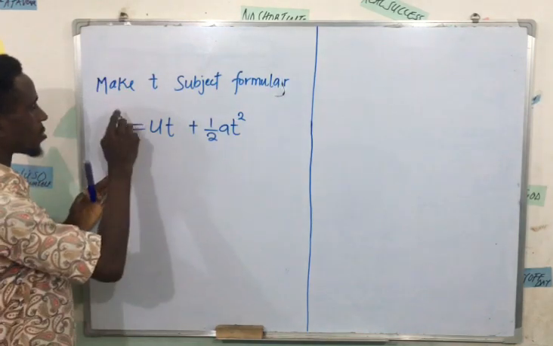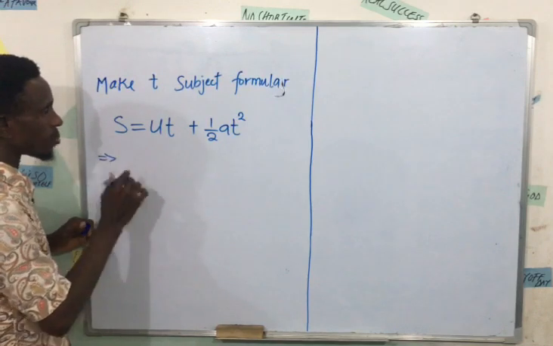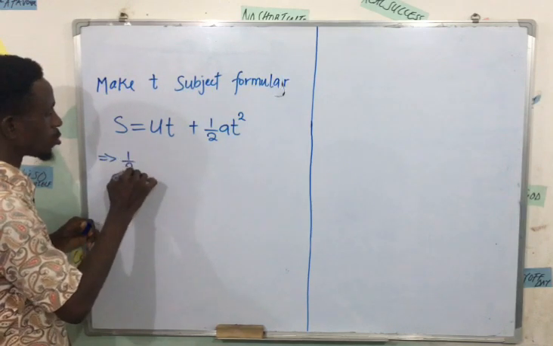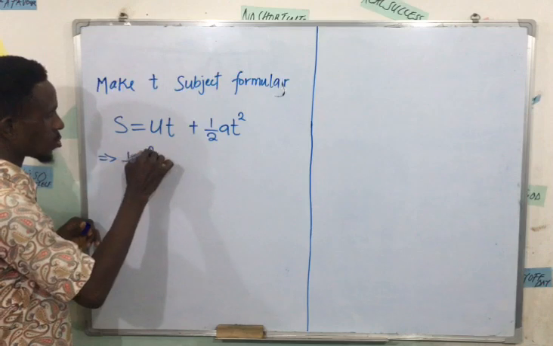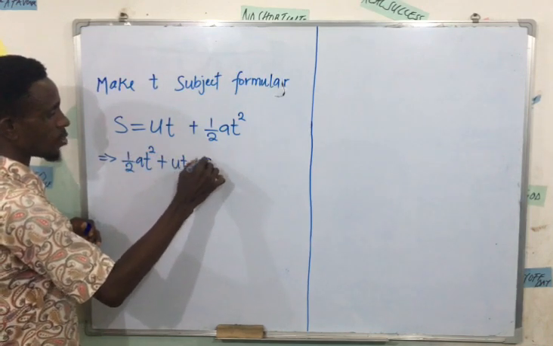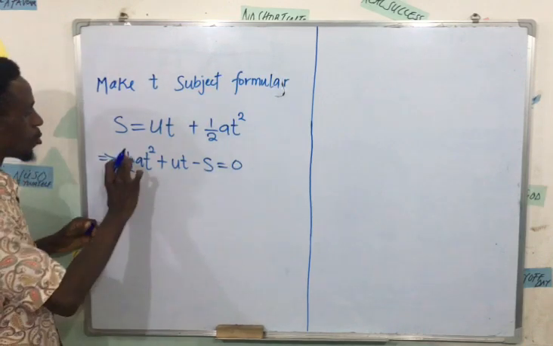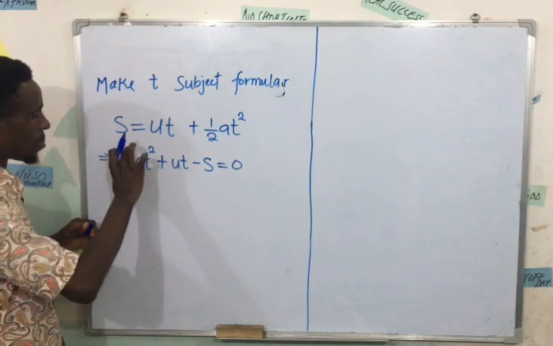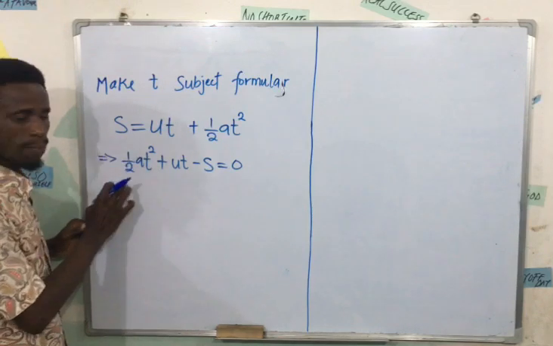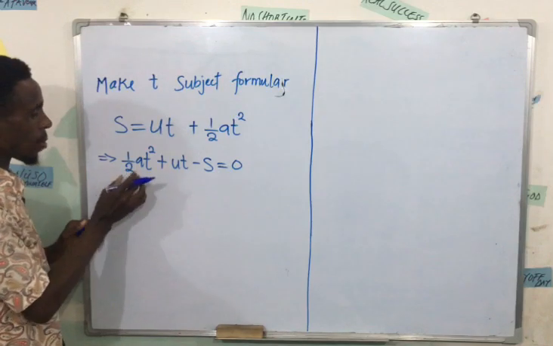I will take this s to this place. So it's going to imply that I will have 1 over 2 at squared plus ut minus s is equal to 0, right? Now I want to deal with this half, I want to deal with it. So I'll multiply every term here by 2.